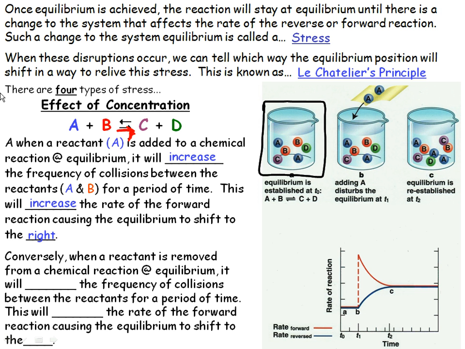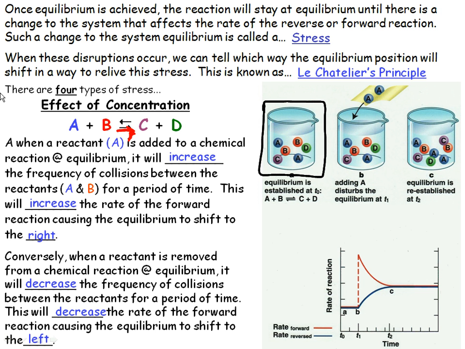Conversely, if we removed a reactant from the chemical reaction, it will decrease the frequency of collisions between the reactants for a period of time, and this will cause a decrease in the rate of the forward reaction, causing the equilibrium to shift to the left.